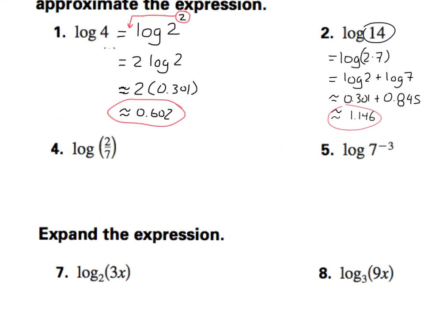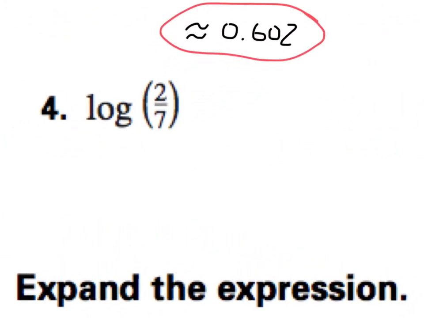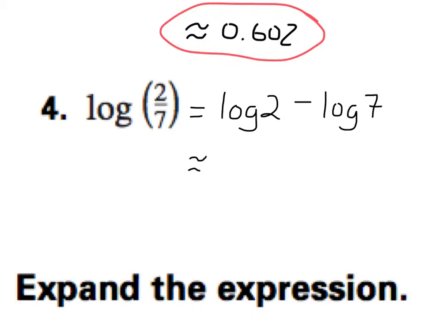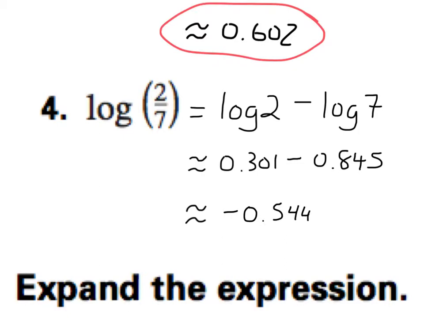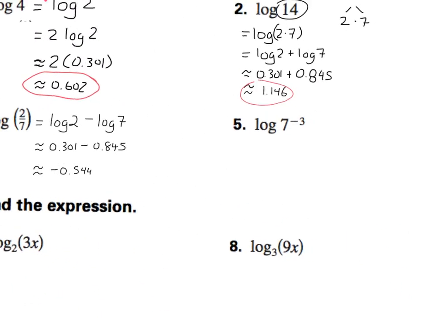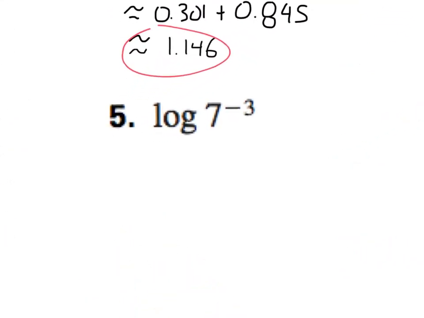All right. Now, what other example might we have? Well, this one is fairly straightforward. 3 and 4 are very similar. All we have to do is break it up as we already see it. Remember that this is a quotient rule, or the quotient property. So all I have to do is convert it now to a subtraction situation. And substitute in my decimal equivalents, and then simplify the expression. Negative 0.544.